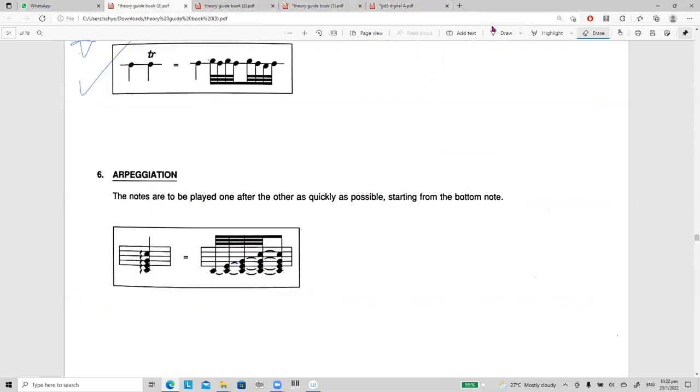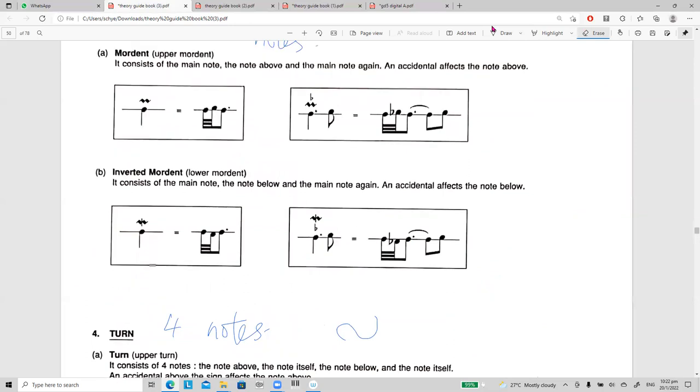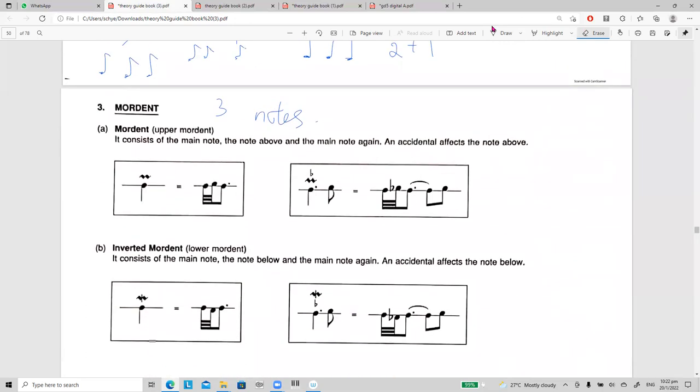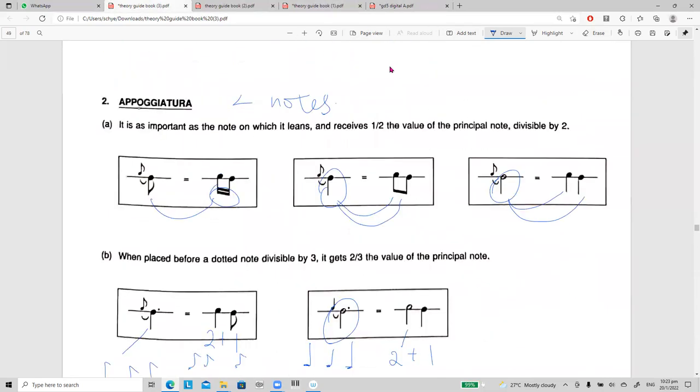So three notes, you look at this handout. Three notes is here. Okay, so it's a mordent. When the written-out ornament has only three notes, it's a mordent. So it's going down first. So this is a lower mordent. So this one, you bracket three notes, but actually only have two notes. We don't look at the tie. So actually this one only has two notes. So look at the two notes in your handout.